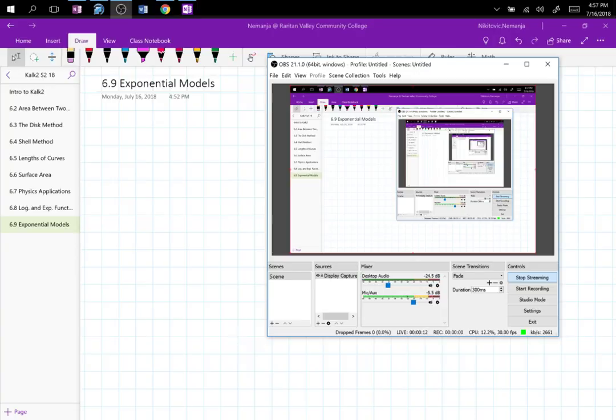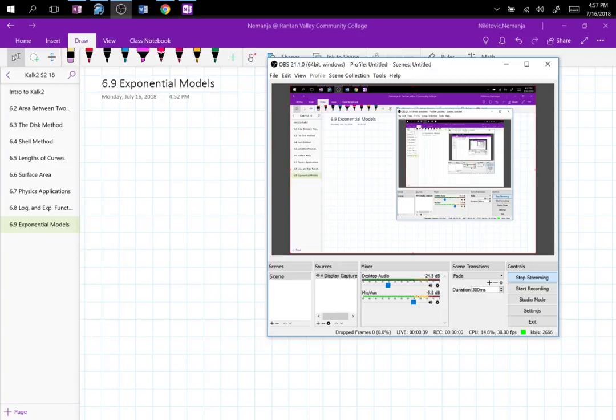Welcome back to Calculus 2, section 6.9, Exponential Models. If you have taken pre-calculus, you had a section where you learned about exponential functions and their applications, dealing with exponential growth and decay, growth of population, or decay of matter, such as garbage, carbon-14 for carbon dating, or nuclear decay.